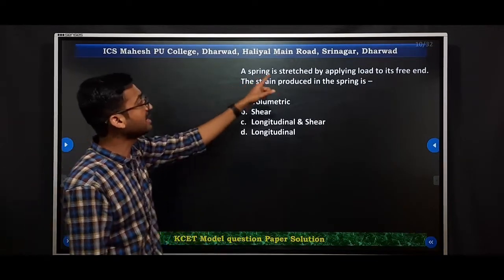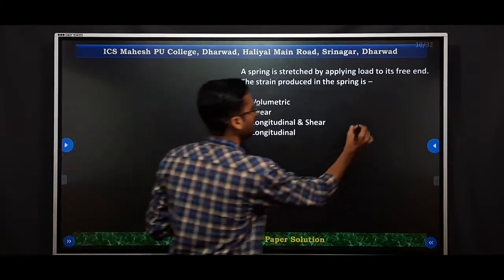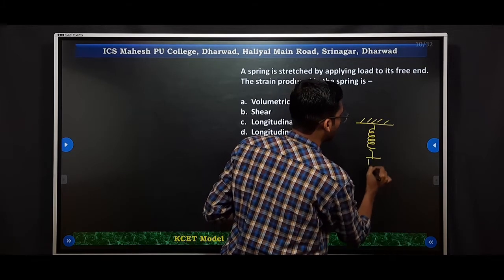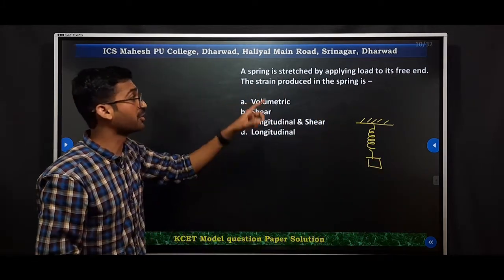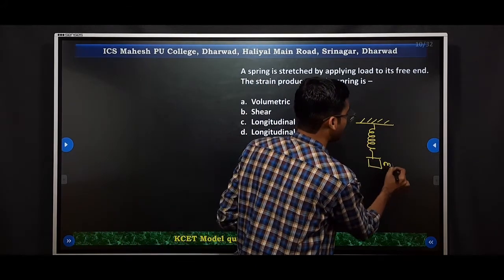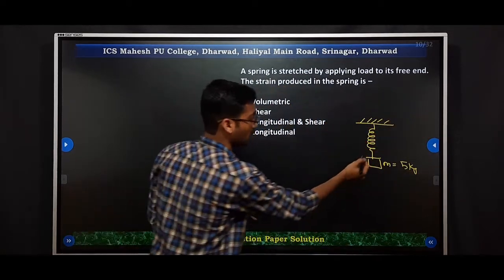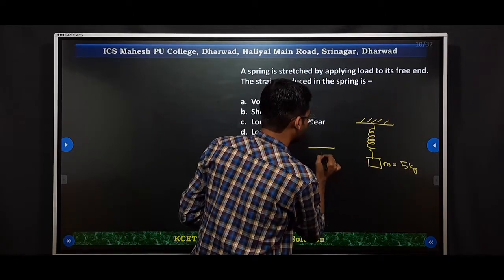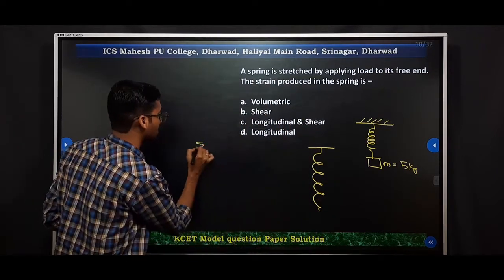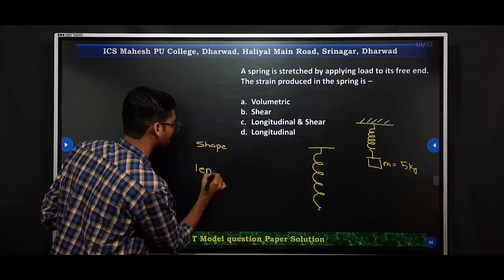That is, the spring is stretched by applying a load to its free end. Okay, let us take a spring, and it will be attached to some load now. Okay, the strain produced in the spring. Now when we apply a certain weight, let us say a mass of 5 kg over it, the moment we apply the force on this spring, it gets stretched in this way. As a result, there will be two changes. One is the shape change, and second is length variation.